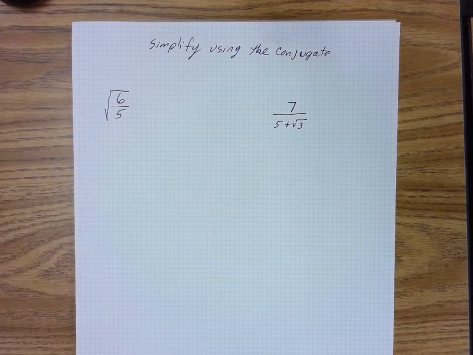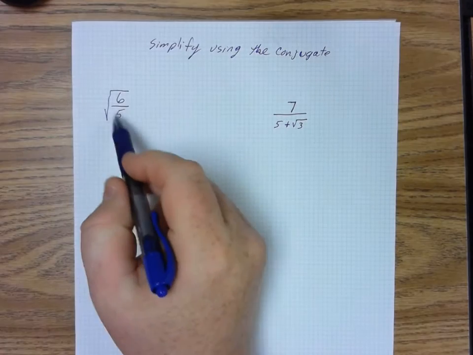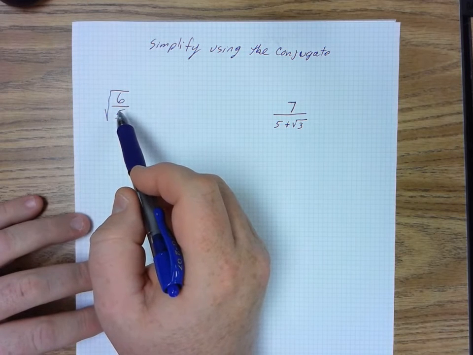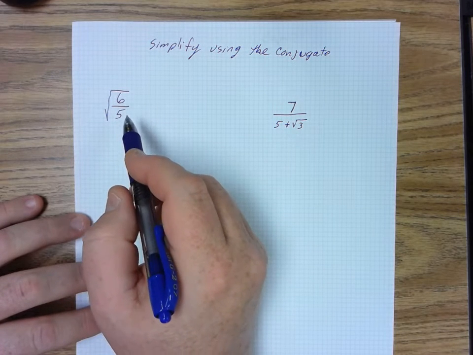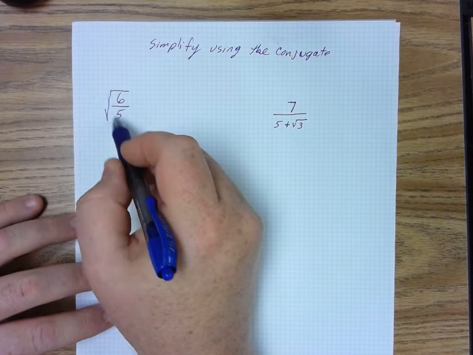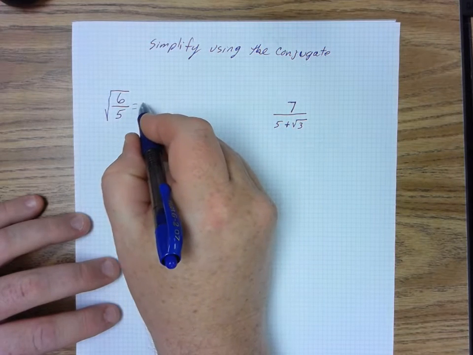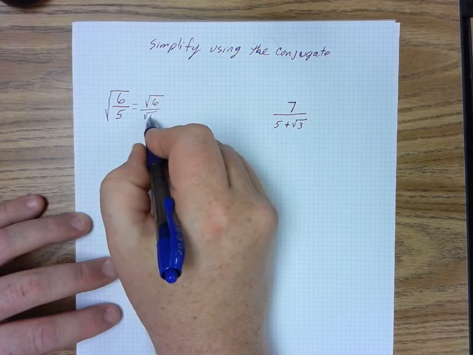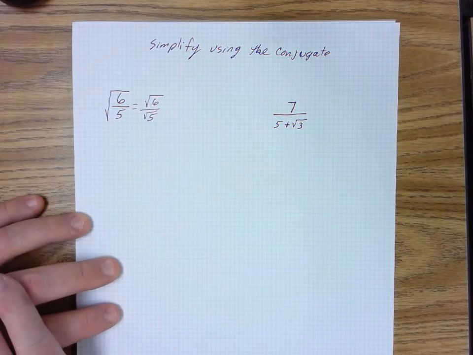Hello, for this video we're going to show how to simplify using the conjugate. Now let's start with something that doesn't require the conjugate. So this radical here violates rule number 2, which says we can't have a fraction under the radical. So the way we fix that is we rewrite it as the square root of 6 divided by the square root of 5. So we take that division and write it as two separate square roots.